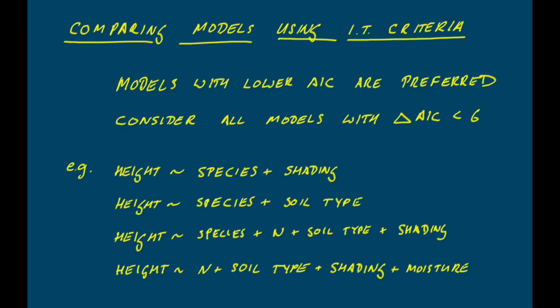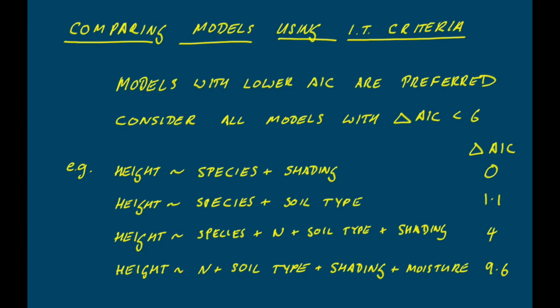So if we're looking at our models for comparing the explanatory variables that might explain plant height that we talked about earlier, we might have a set of delta AICs looking like this. Height explained by species and shading is the model with the lowest AIC value, so that has a delta AIC of 0. Then we have a number of other models with slowly increasing delta AIC values. The bottom model on that list, with 4 explanatory variables, nitrate availability, soil type, shading and moisture, has a delta AIC of greater than 6. So we would say that model isn't in our top set. We're not going to consider that model any further as a candidate model.